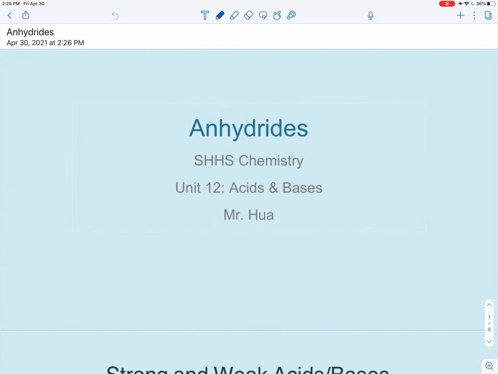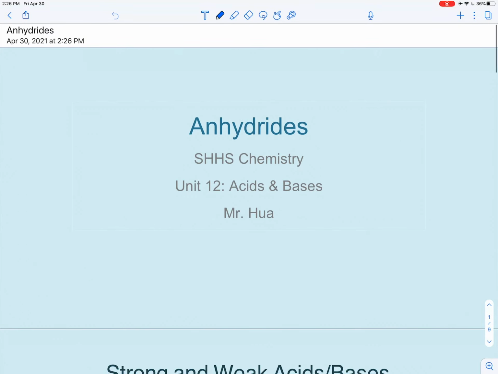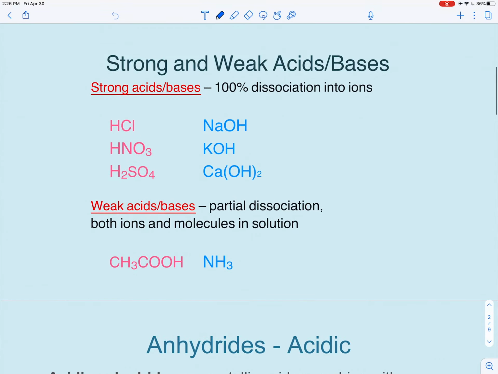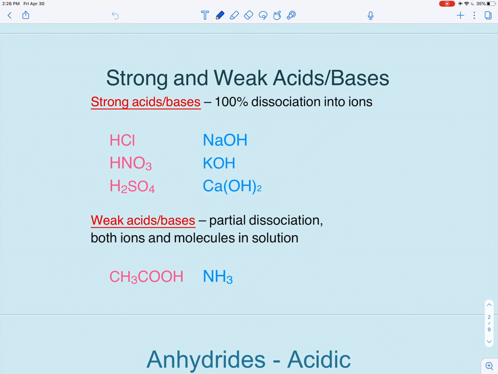Hey everyone, today we're going to talk about anhydrides. Before we get to that, we have to review strong and weak acids and bases. Just to review, do you remember what's one of the main differences between strong and weak acids and bases? Hopefully you remember that strong acids dissociate completely, whereas weak acids dissociate partially.